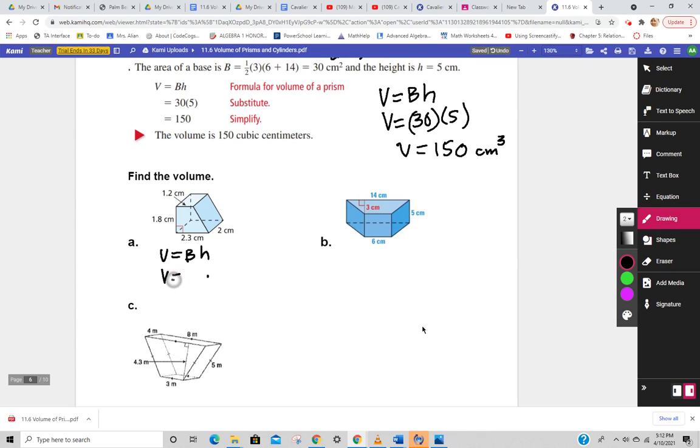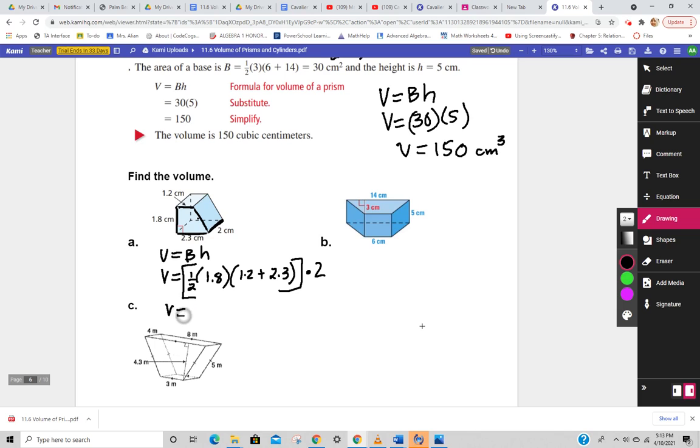So the volume equals the base. Let's find that. So that's 1/2 height, which is 1.8, times base 1 plus base 2. Base 1 is 1.2 plus base 2, which is 2.3. Okay, all that, this is just the area of the trapezoid times the height, the distance between this trapezoidal base and the one in the back. So that distance is 2, or that height is 2.